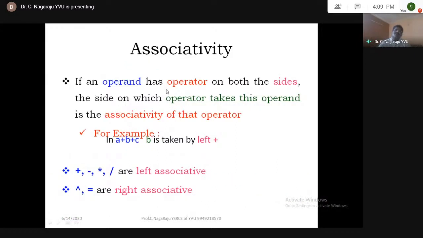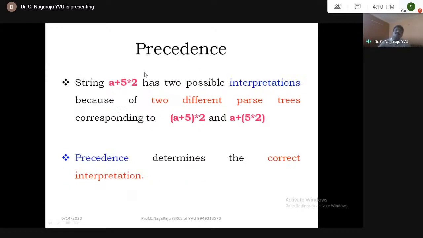So the second one is operator precedence on both sides. Suppose here is A plus B, left associativity; some operators have right associativity. So that is the thing. Precedence means, suppose you are given A plus 5 star 2. So that has two different interpretations.